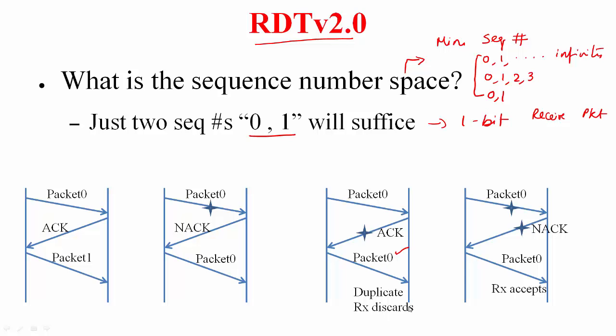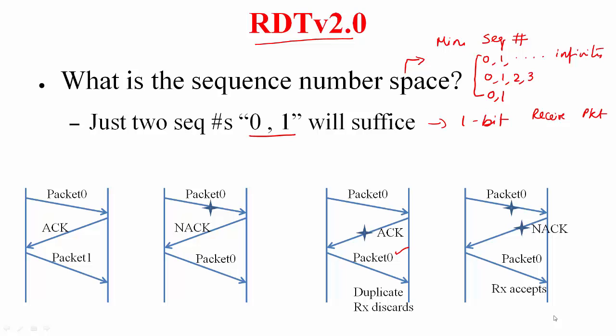Now here is a case where the packet got corrupted, thereby the receiver generated a NAK, but the NAK also got corrupted, in which case you are again resending the previous packet. Now the receiver accepts it because it didn't get the previous packet correctly.